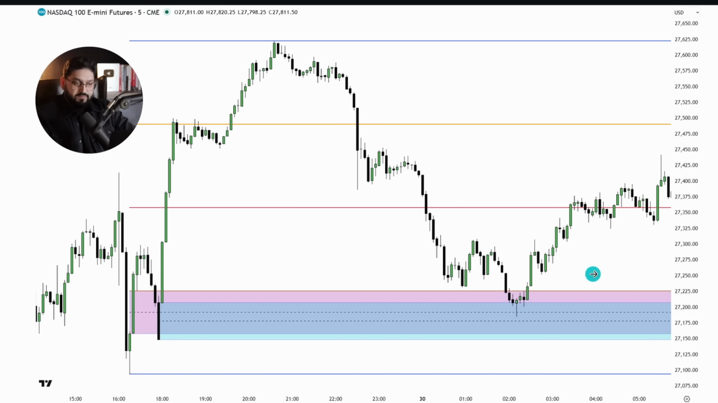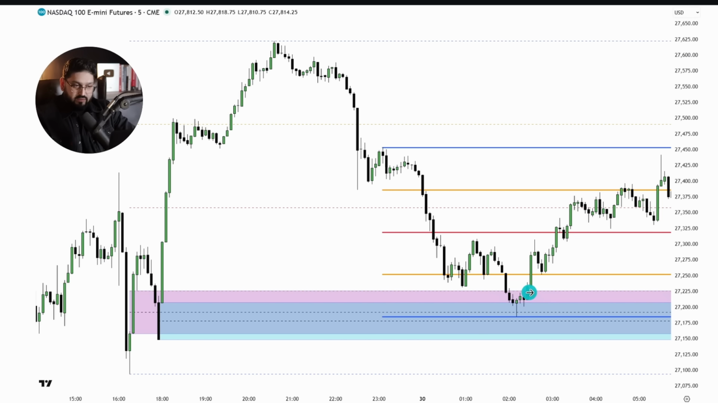Now watch this. We have relative equal highs here. We can class this as a type 2 dealing range inside of a parent type 2 dealing range.